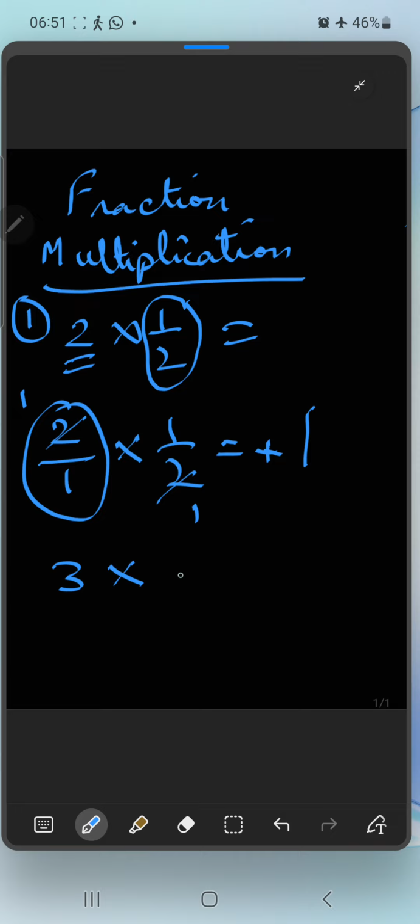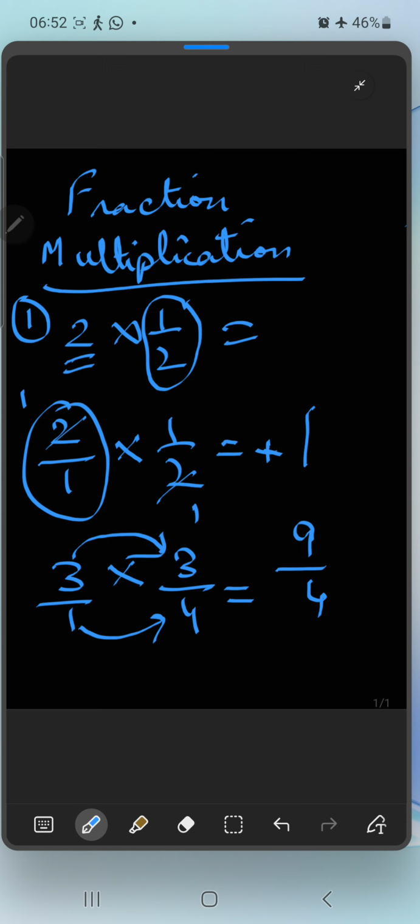If I have to multiply 3 with 3 by 4, this 3 means 3 over 1. So in multiplication, both the numerators will be multiplied together and both the denominators will be multiplied together. 3 into 3 is 9, 4 into 1 is 4. So this is the answer. This number is in its simplest form. We will not convert it further because they do not have any common multiple that we can divide them with.